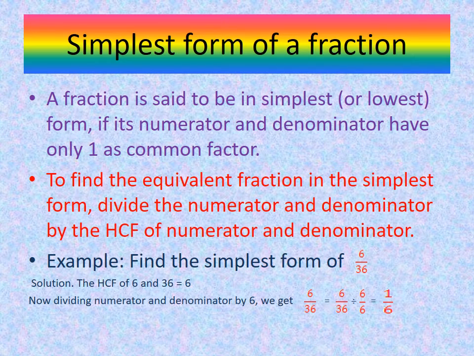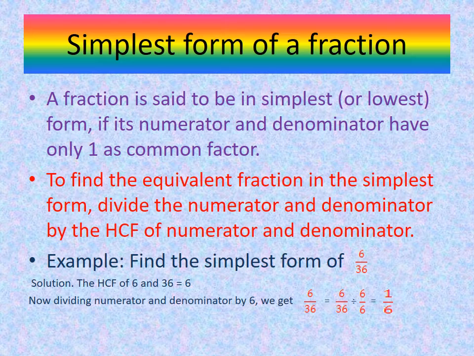Now, let us learn how to find out the simplest form of a fraction. A fraction is said to be in simplest or lowest form if its numerator and denominator have only one as common factor. To find the equivalent fraction in the simplest form, divide the numerator and denominator by the HCF of numerator and denominator. Let us see one example.